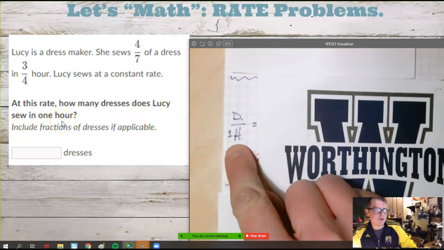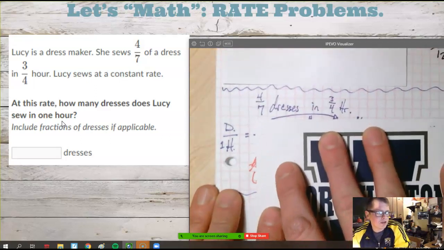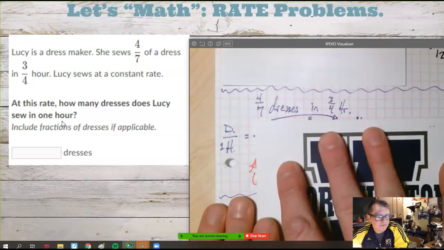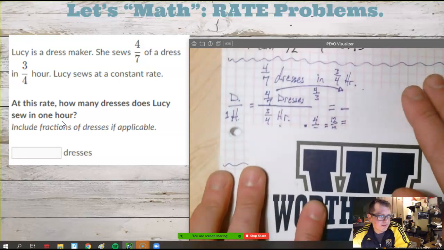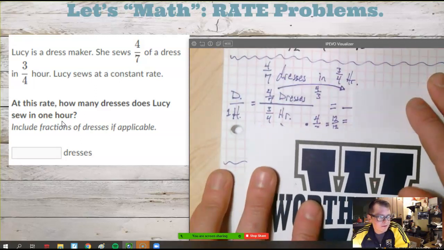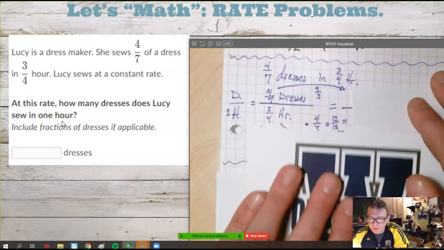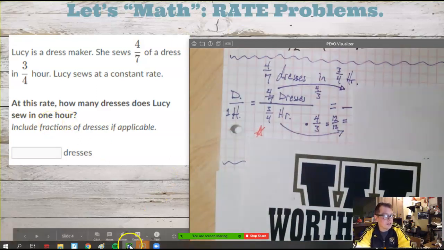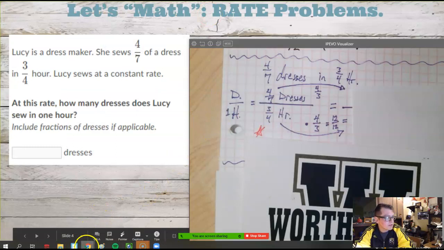So we were just discussing, we want to put 1 hour on the bottom, which means that when we start filling in our information, they told us 4/7 dresses in 3/4 hours. So what we're going to fill in is 4/7 over 3/4. Now, guys, there are two good options here. One of them is saying, how do I turn 3/4 into 1? And we know that if we can get a number over itself, that's not what I'm meaning to do, my apologies.